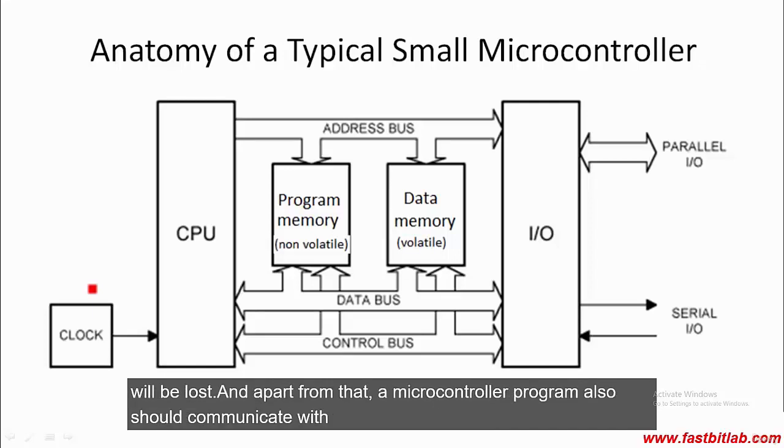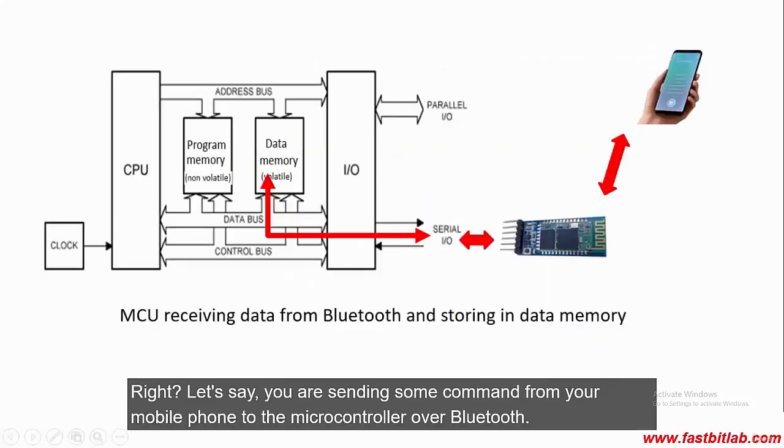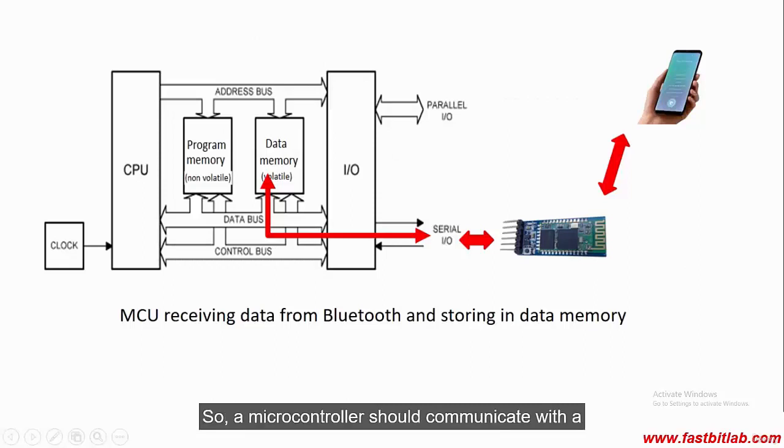And apart from that, a microcontroller program also should communicate with the external world, right? Let's say you are sending some command from your mobile phone to the microcontroller over Bluetooth. So a microcontroller should communicate with a Bluetooth module, right? And that can be enabled by using the I/O interfaces.